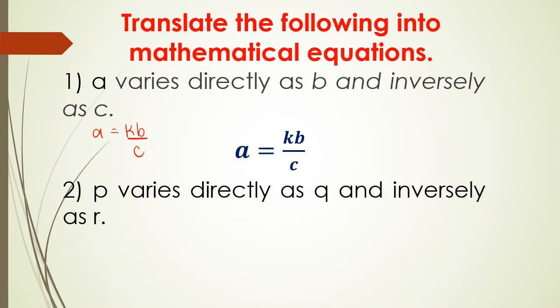Next, number 2. P varies directly as Q and inversely as R. So yung P daw varies directly as Q. So that is direct, and then merong inverse, and inversely as R. Okay, so P is equal to KQ divided by R. Tignan natin. Very good.